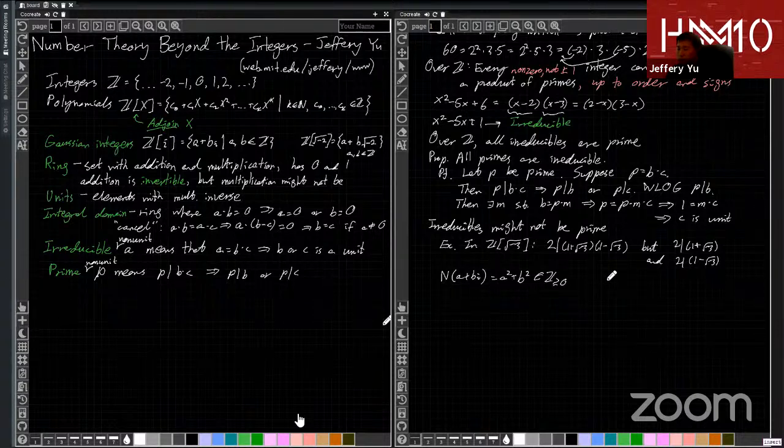If we want a more general norm over other imaginary quadratic rings, I can take something like a plus b square root of minus d, for an arbitrary minus d. This will be a squared plus d times b squared. And we construct it like this in order for it to be multiplicative. That's important.